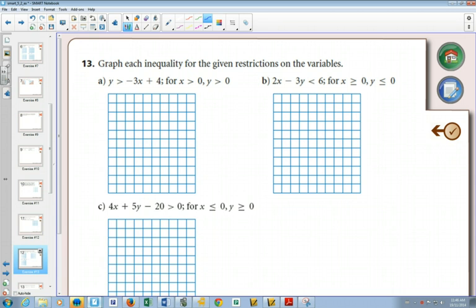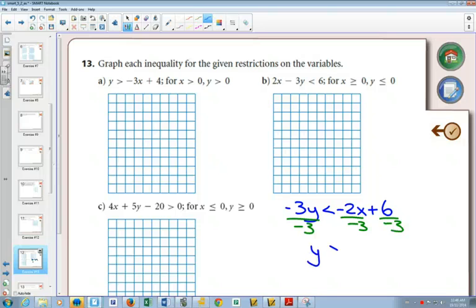So first of all, B is not in y equals mx plus b form. So I'm going to start by moving the 2x over. Notice subtracting doesn't flip the sign. But now when I divide everything by the -3, my sign will flip. I'll have 2/3 x, and 6 divided by -3 is -2.